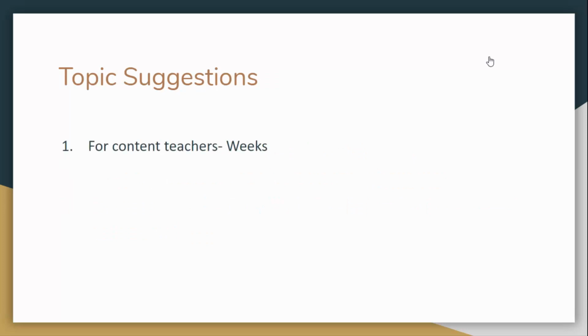Topic suggestions. For content teachers, so secondary teachers, or if you're teaching just simple content at elementary school, I'd advise you just to do it in weeks. It's a lot easier. So, like a week 1, week 2, week 3, week 4. That way, you can tell them which week they should look. And when you want them to study, you could say, this unit goes from week whatever to week whatever. And then that way, they can go back and look at all that.